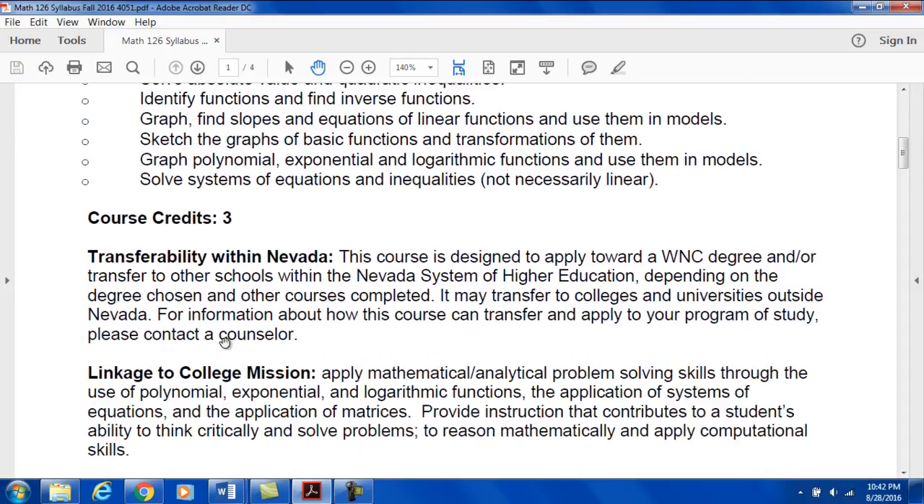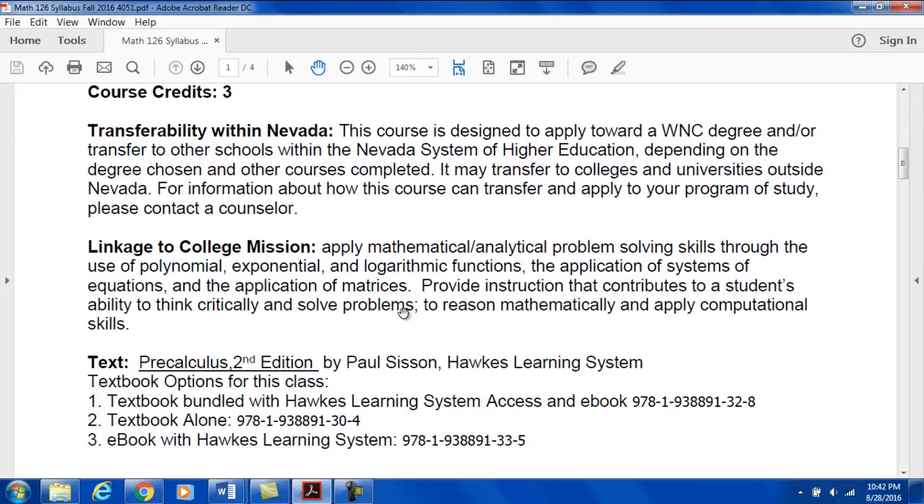This is a 3-credit course. So the transferability in Nevada means it should go to any other school in Nevada. It may transfer outside of Nevada, but check with your counselor. And there's our linkage to the college mission.